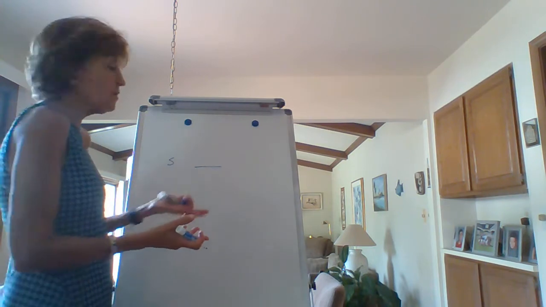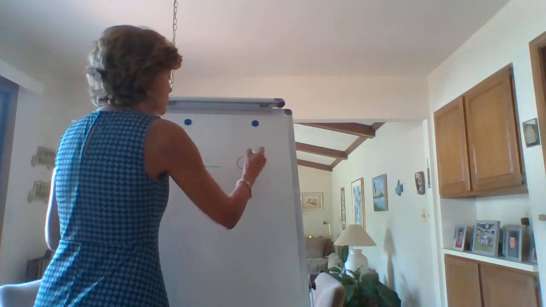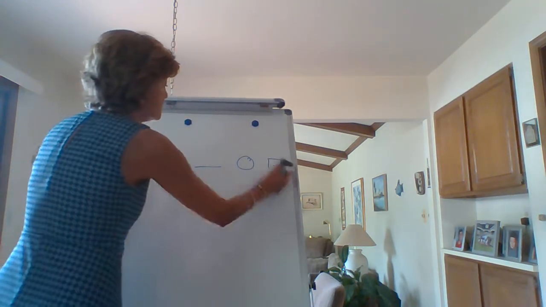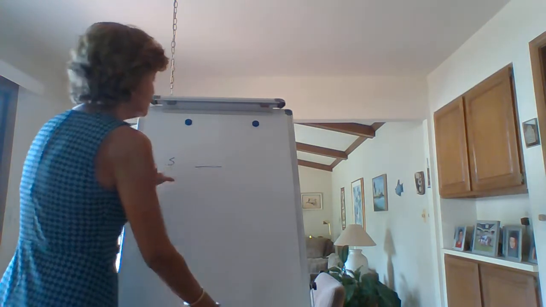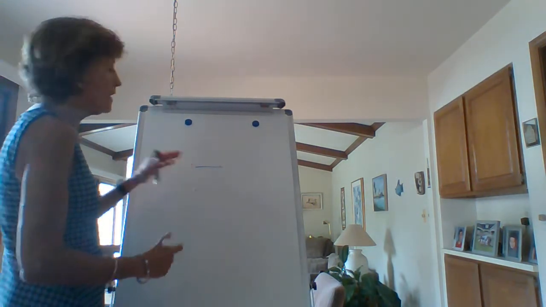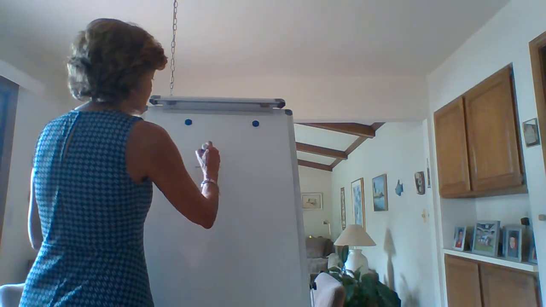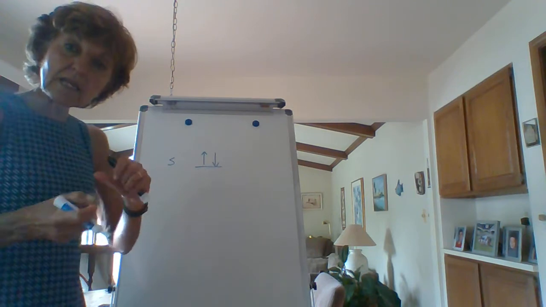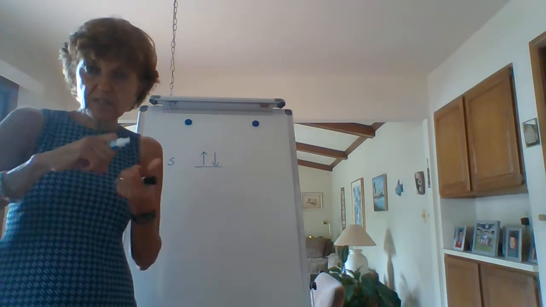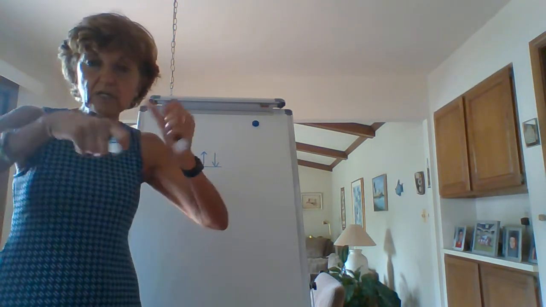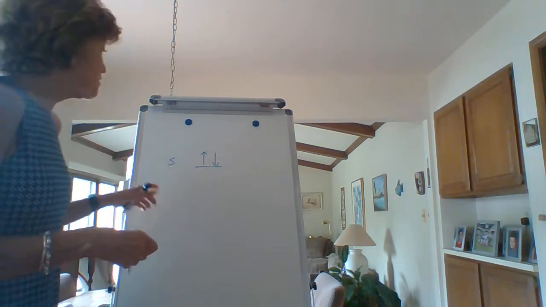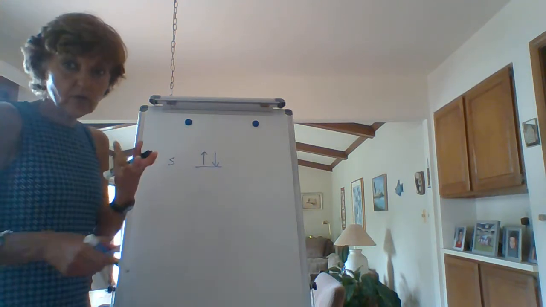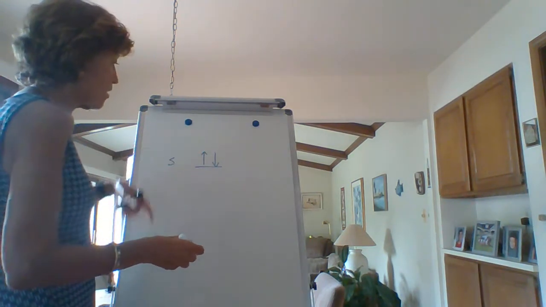They show an orbital as a line, or as a circle, or as a square. I tend to use lines. I don't know what OWL will use, but if I show a line, you show the electrons as arrows, one arrow going up, one arrow going down, meaning that the electrons spin in opposite directions. They can't spin in the same direction. So in an s orbital, you'll get 2 electrons, always 2 electrons per orbital, and they spin in opposite directions.